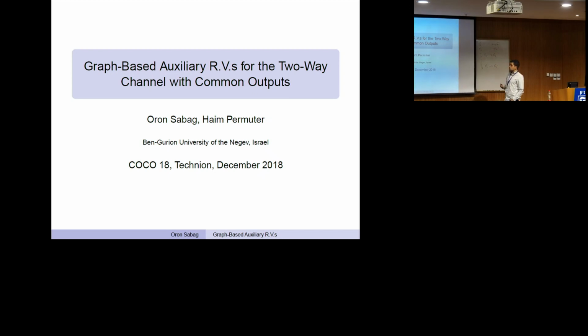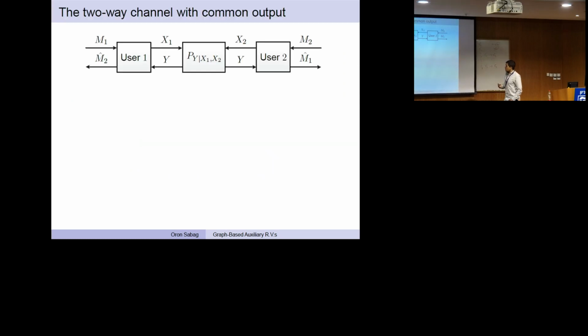And I will talk about graph-based auxiliary random variables for the two-way channel with common outputs. So the setting that I will talk about is the classical two-way channel, as most of us know, with common outputs, which means that the output of the channel is identical and goes back to both users. This setting was introduced by Shannon in '61, and it is also relevant today due to full duplex communication.